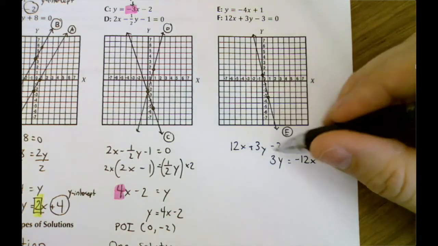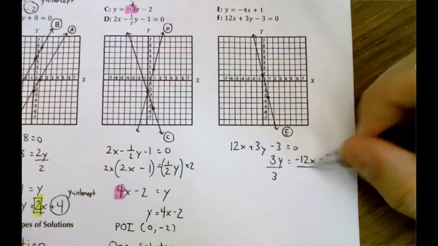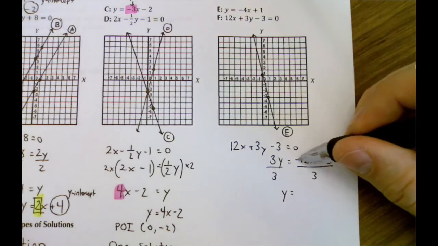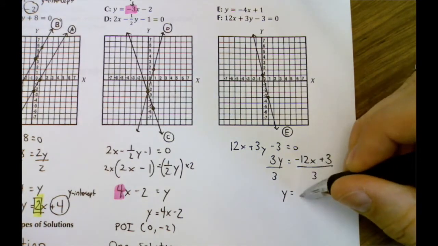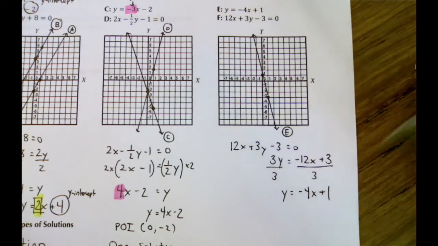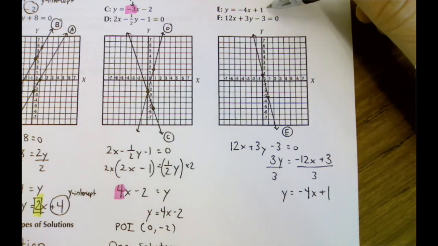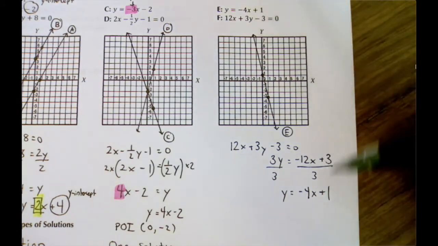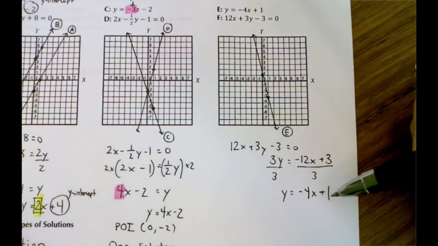To get rid of the 3 in front of the y, divide both sides by 3. Leaves us with just y. Negative 12x divided by 3 is negative 4x. And 3 divided by 3 is 1. So we end up with the equation y equals negative 4x plus 1. And if we compare that to equation E, you might notice that we have the exact same equation. We have two lines that when we rearrange the other one and make it look like the first one, they actually look the exact same.